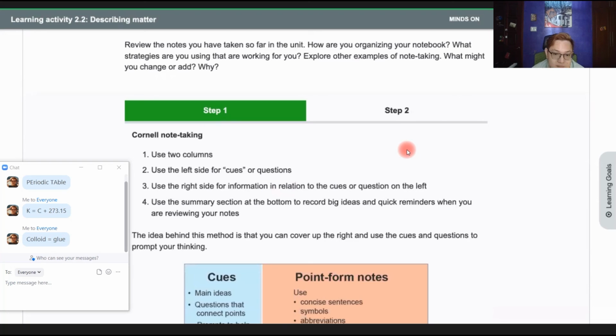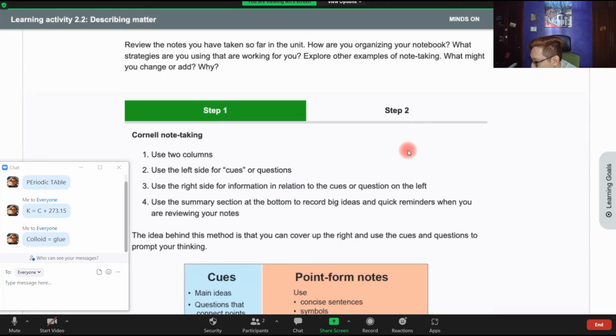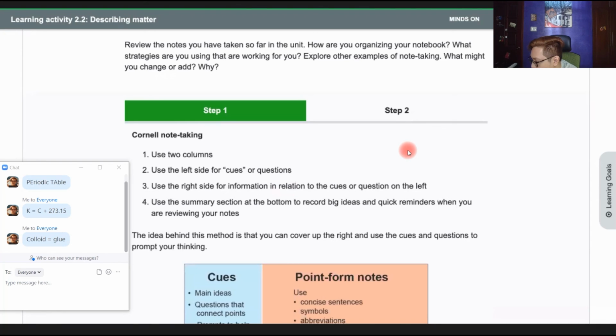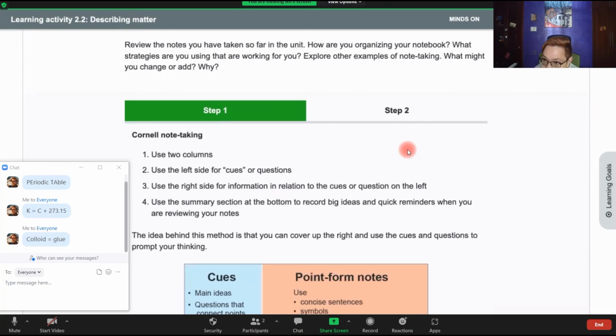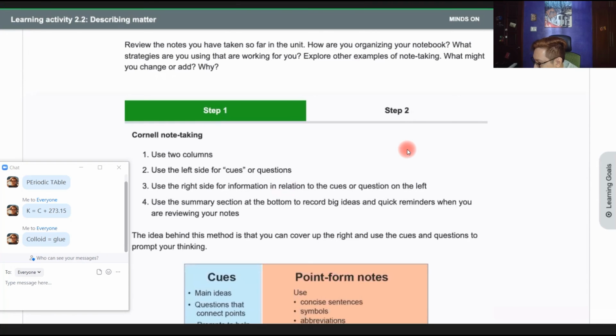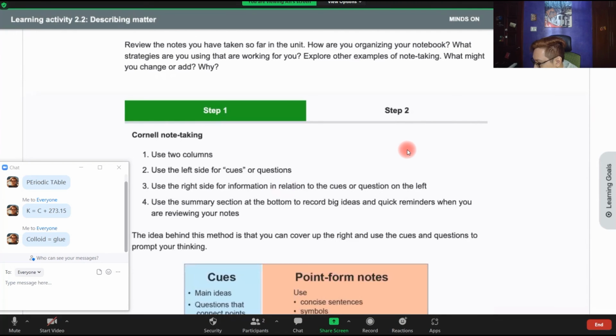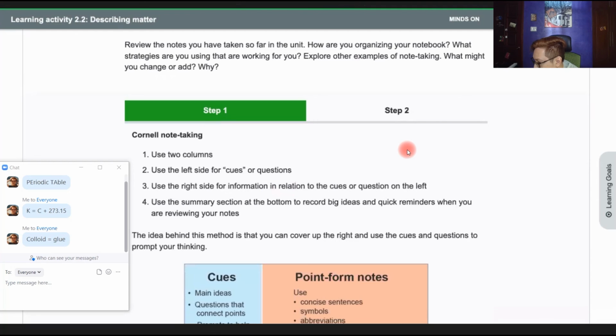Number one, use two columns. Use the left side for Q, or a question. Use the right side for information related to the question on the left. Use the summary section at the bottom to record big ideas and quick reminders when you are reviewing your notes. The idea behind this method is that you can cover up the right side and use the cue and questioning to prompt your thinking.